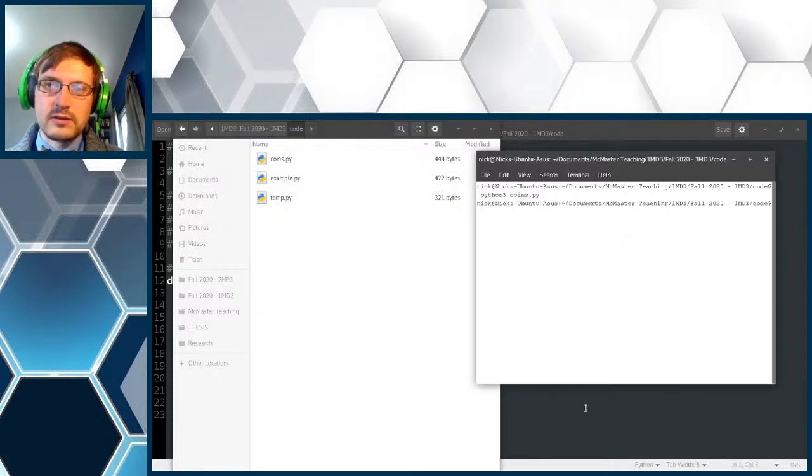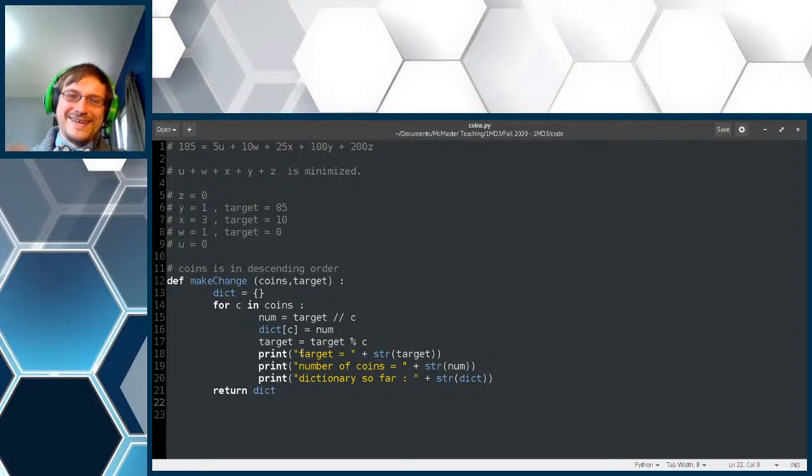It doesn't print anything. Oh, right, because it's a classic example of a typical Python error. Although we have defined the function, we've never actually invoked it. So you actually have to pick some values and invoke the function. Make change. Let's use the example that we were using in the slides: 200, 100, 25, 10, 5. There we go.